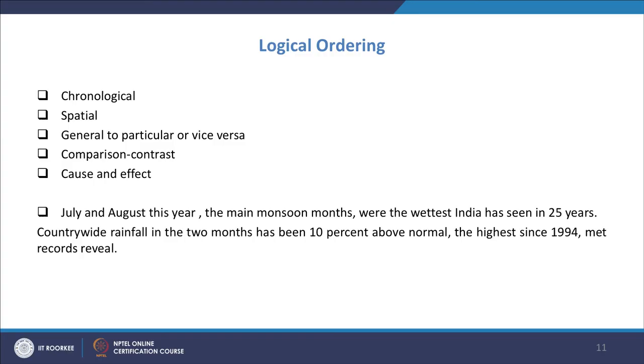And then you can also create your sentences or your paragraph on the basis of comparison and contrast, as well as cause and effect. Here given below is a sentence which has been written in a very chronological way, and you will find the reader is kept glued to it when the writer says, July and August this year, the main monsoon months, were the wettest India had seen in 25 years. And then he says, countrywide rainfall in 2 months has been 10% above normal and the highest since 1994, Met records reveal.